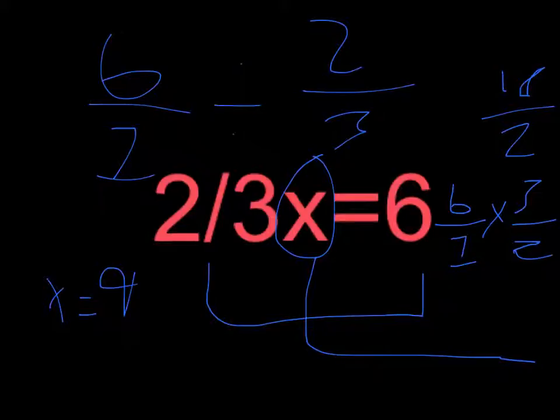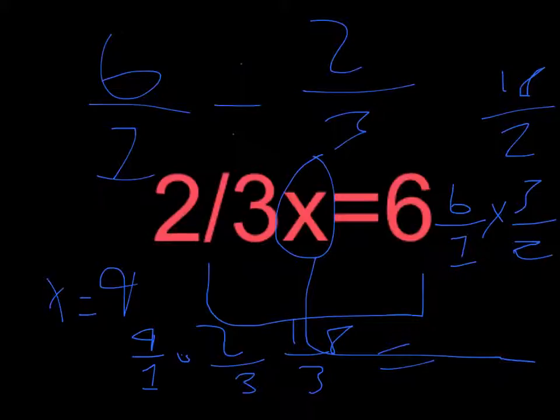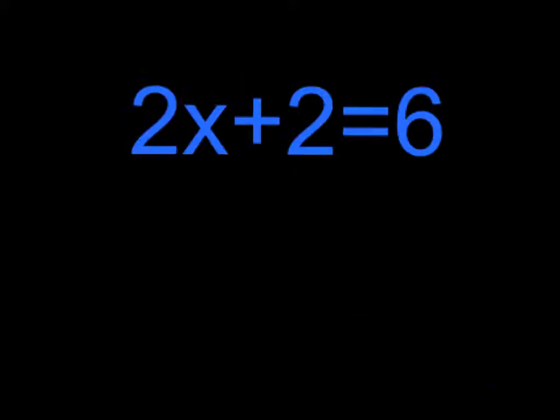And then to check it, we are going to do 9 over 1 times 2 over 3. And then we're going to just multiply across, we would get 18 and then we would get 3, which will equal 6. Yep, x equals 9 is our answer.